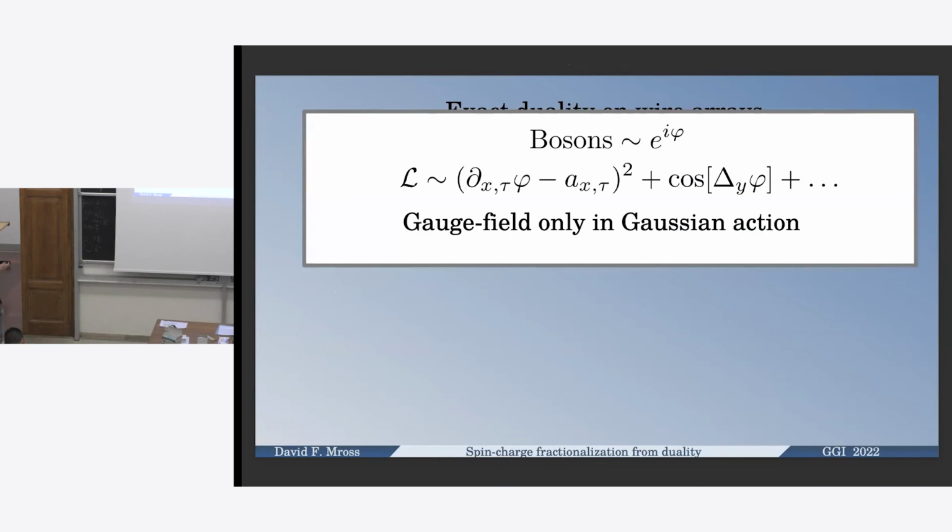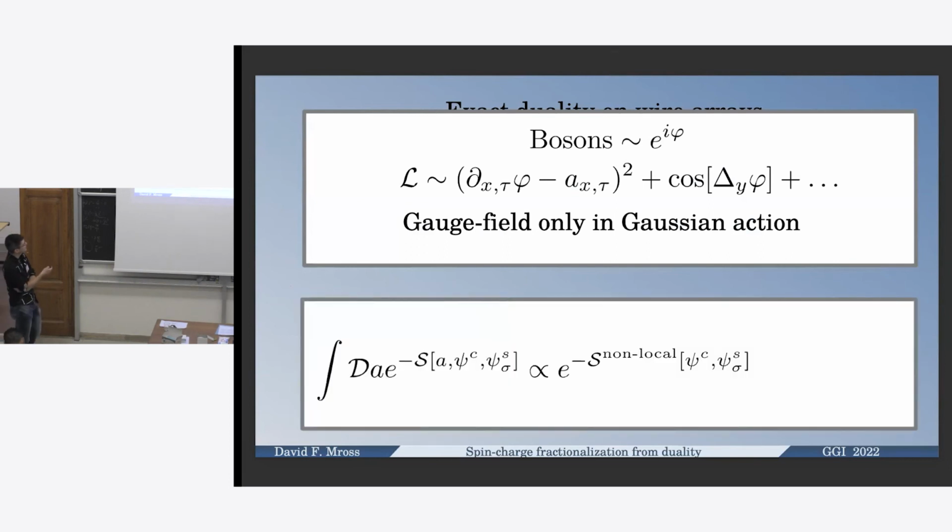I'm going to get gauge theories of this type, with the gauge field only sitting here and this guy being there. Then I take my gauge theory and I can integrate out the gauge field. So I'm getting something which is non-local, but all the non-locality is in the Gaussian piece. And I'm having some other piece which is unaffected because it doesn't have a gauge field.